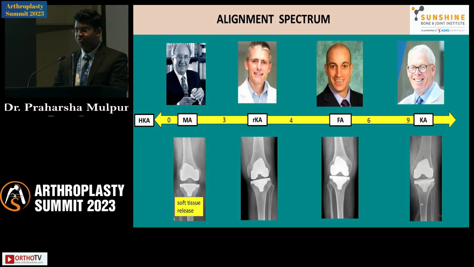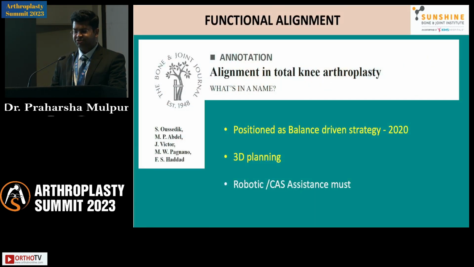So as we saw in the morning, you have the alignment spectrum ranging from mechanical alignment all the way to kinematic, based on where you can adjust the components. Faris Haddad from the UK and his team popularized functional alignment as a strategy for balancing knees with robotic-assisted techniques. So it was positioned as a balance-driven strategy. There is an attempt to maintain the native alignment and native parameters of the knee, but the ultimate goal is to balance the knee. It is very important to understand that functional alignment cannot be performed with conventional instrumentation. It is an alignment technique which has been described purely based on the use of robotics or computer-assisted navigation.